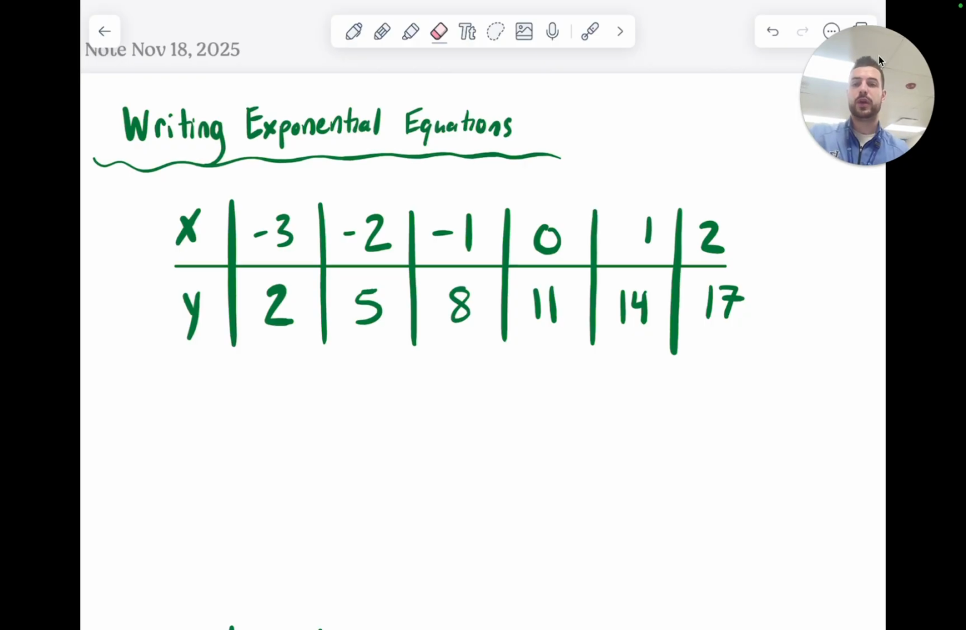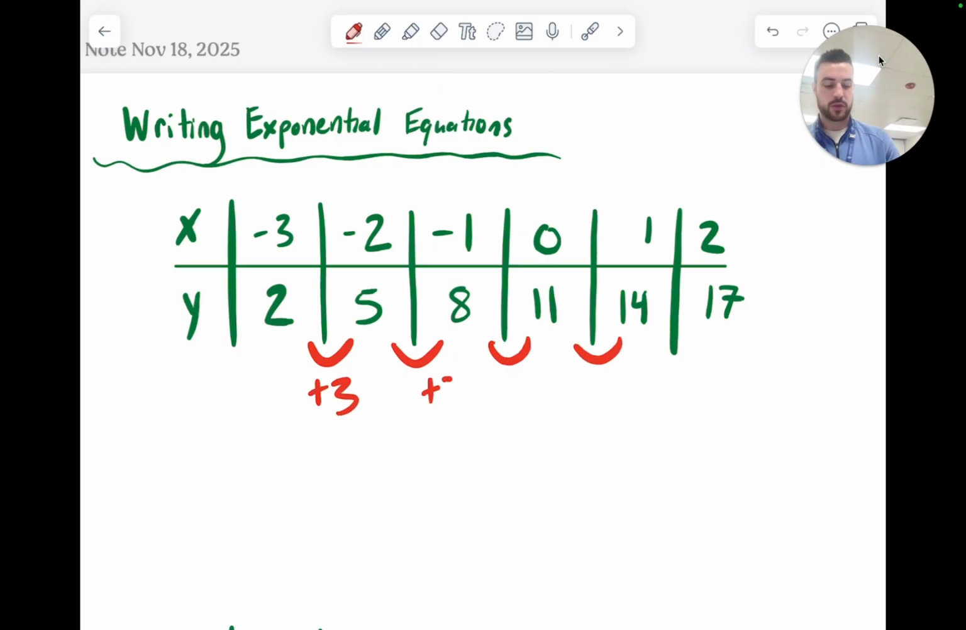Now, in front of you, you have a table here that we're going to take a look at, and we are going to start with something we're a little bit more comfortable with. Many of you might realize that our pattern here is we are increasing by 3 every time. So that is not an exponential, that is going to be a linear function, because our y values are changing by the same amount every time, and so are our x values.